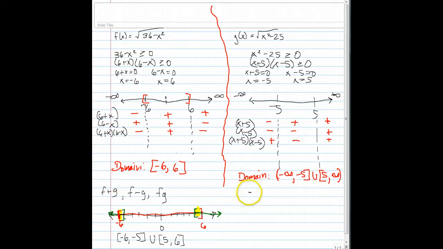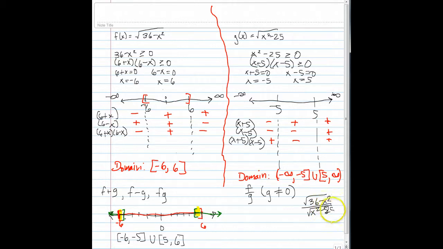We have the last case where you divide the functions f and g, and the domain is still the intersection of the functions f and g, but we have to kick out anything that makes g equal to 0. So we never want g to be equal to 0. So let's just do a quick look at what the actual function looks like when we write it out. It would be the square root of 36 minus x squared over the square root of x squared minus 25.